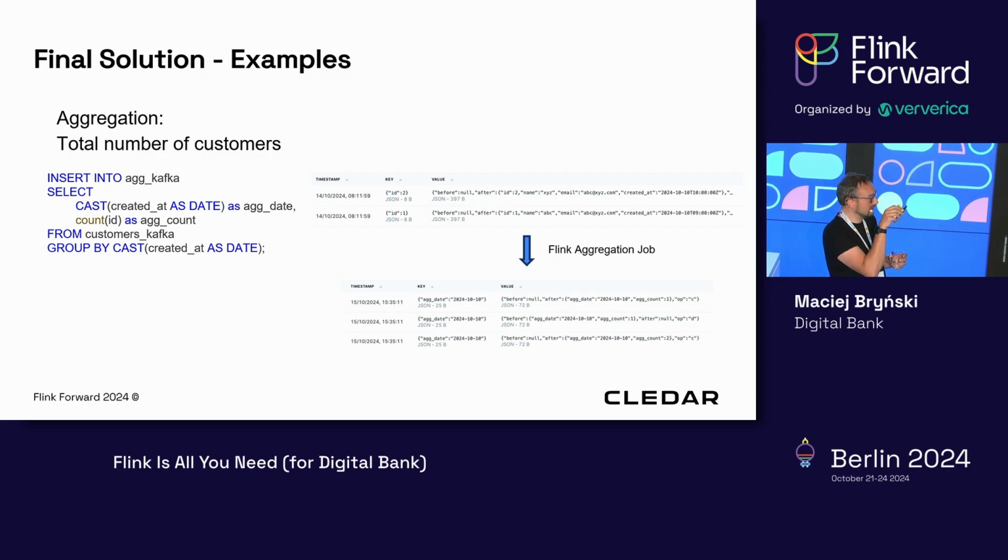This is an aggregation. This is our number of new customers per day aggregation, and it works like this. On the top, you have two Kafka records, and the first one is just creating one new record in the aggregation topic, where the number of customers is 1. But the second one works in a way that is called a retract stream in Flink. First, we create a record that cancels the previous one, which is the second record below, and the last record is the record with the new value.